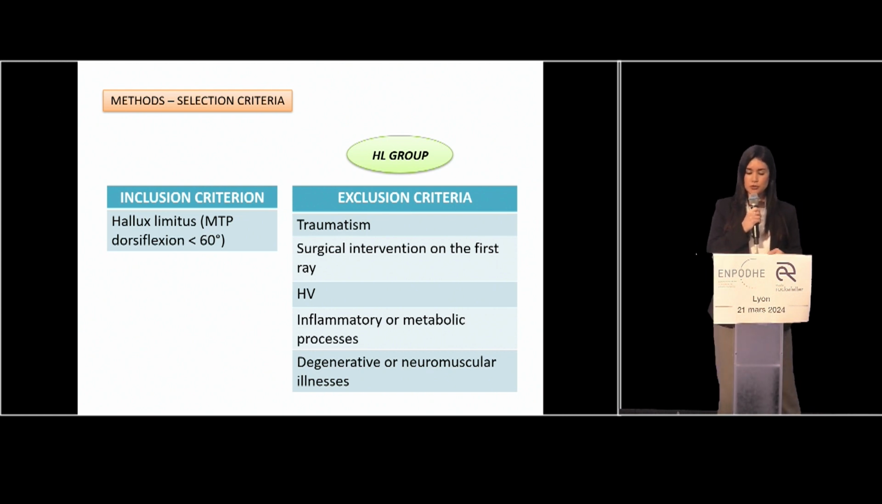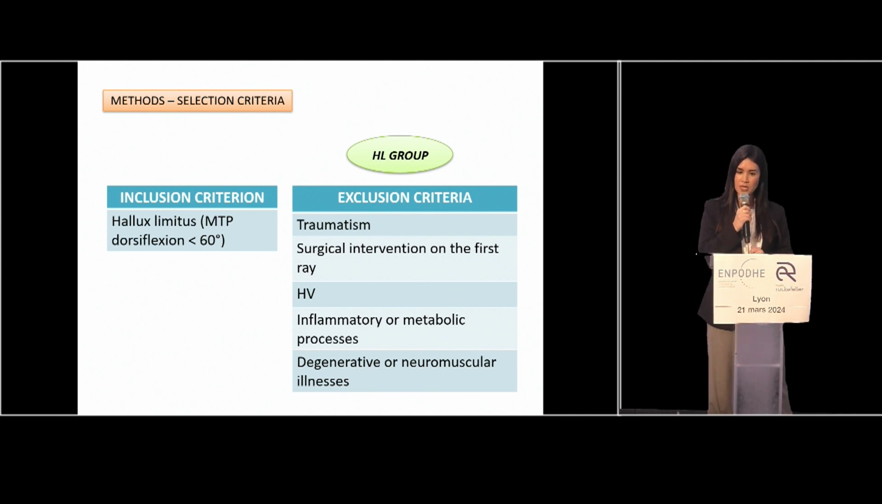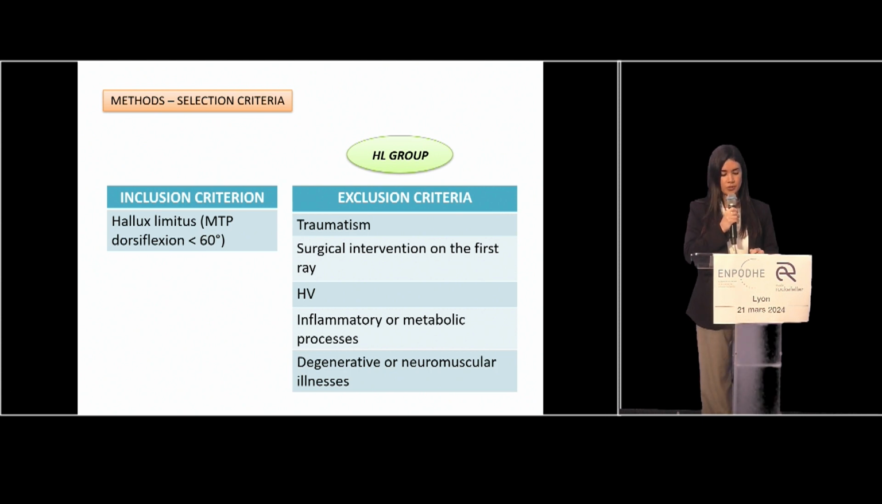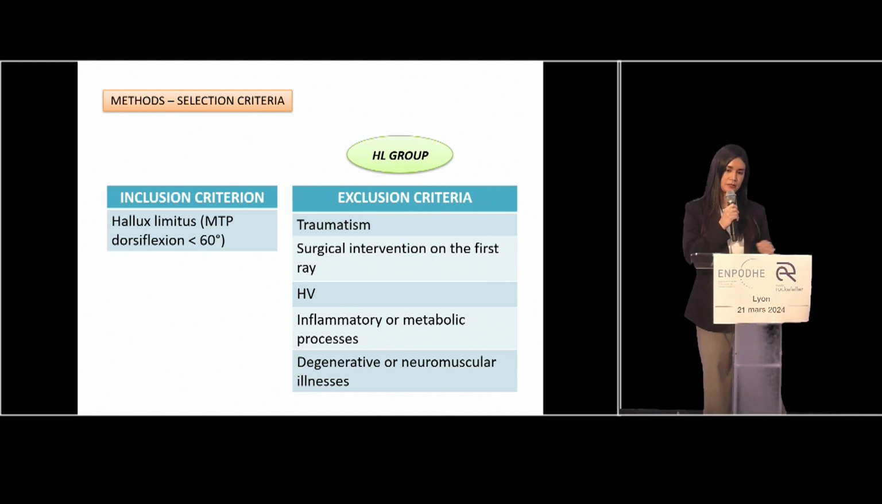For the Hallux limitus group, the inclusion criterion was to have less than 60 degrees of dorsiflexion. And the exclusion criteria were to have experienced any traumatism or surgical intervention of the first ray, to present Hallux valgus, to have suffered inflammatory or metabolic processes, or degenerative or neuromuscular illnesses that affect the foot.